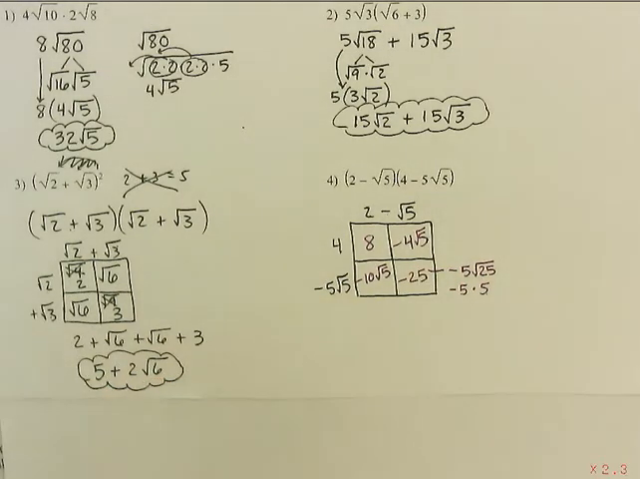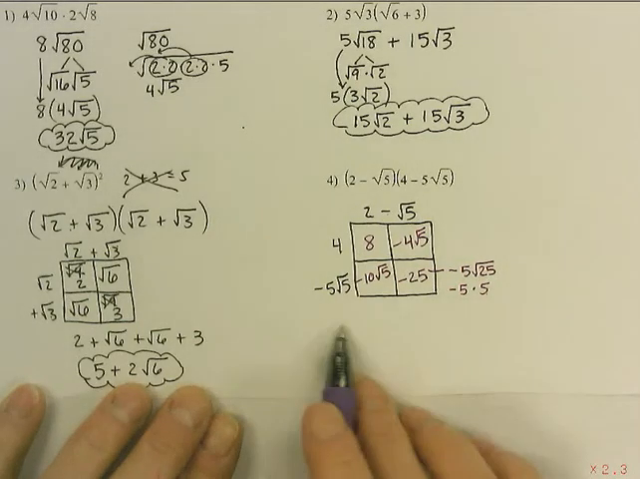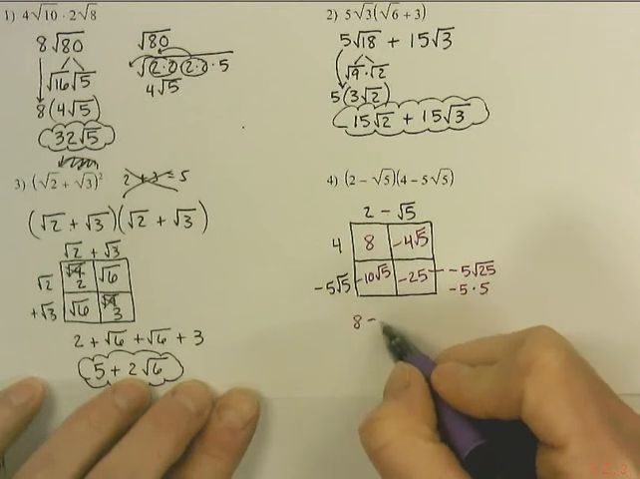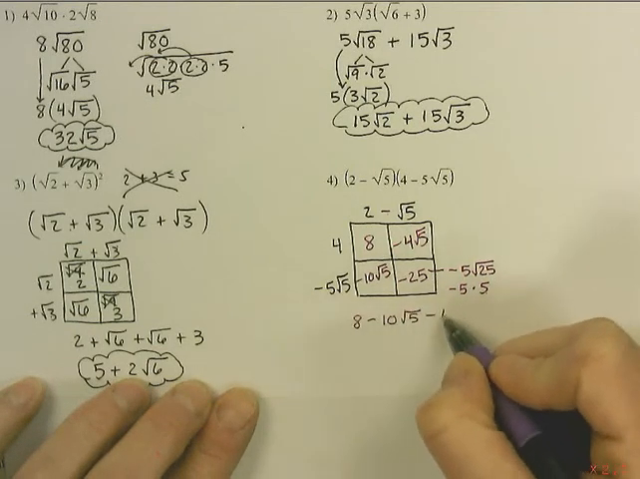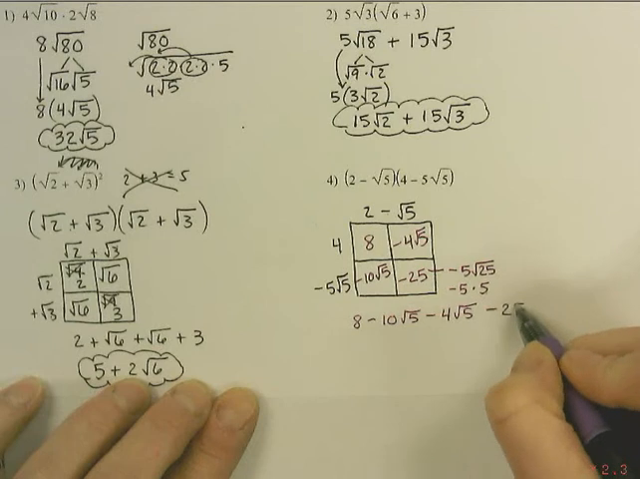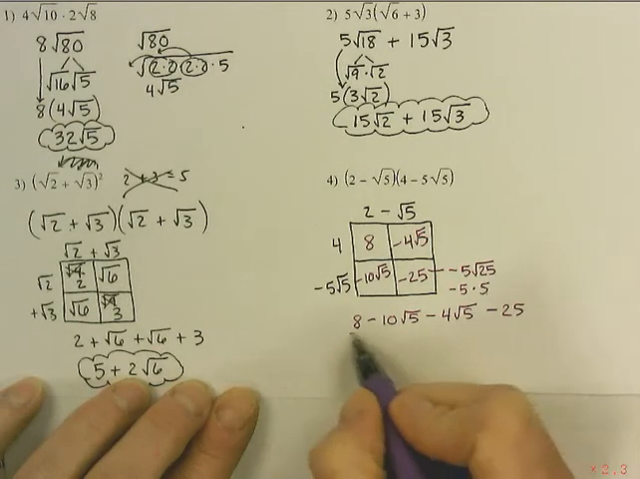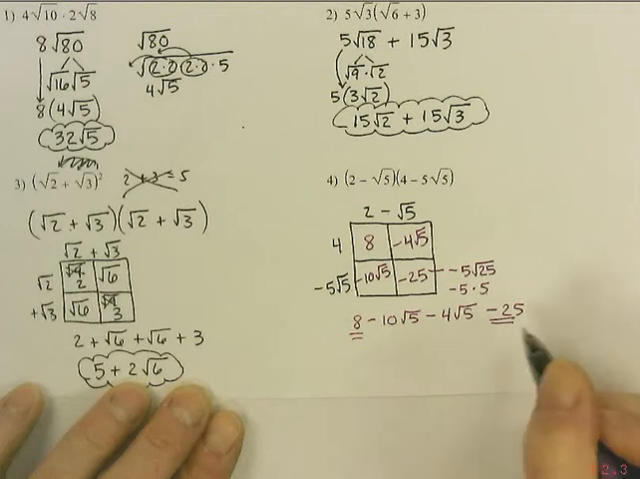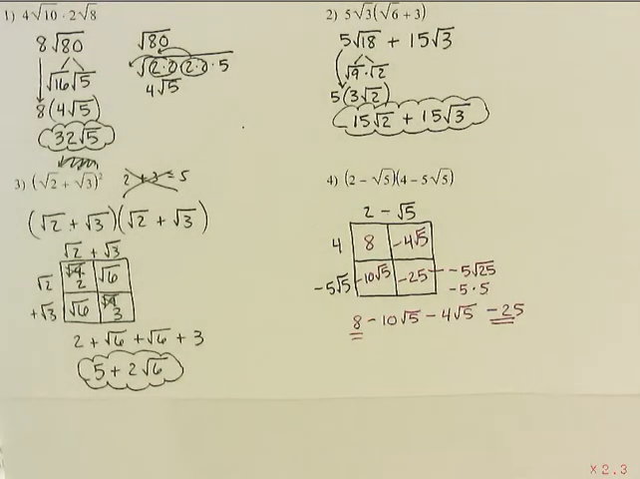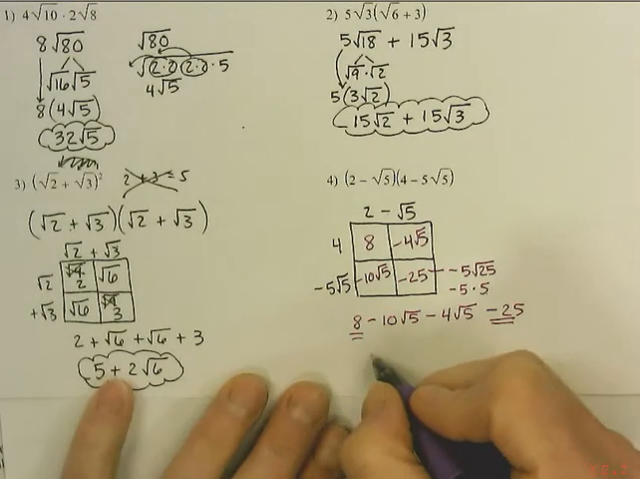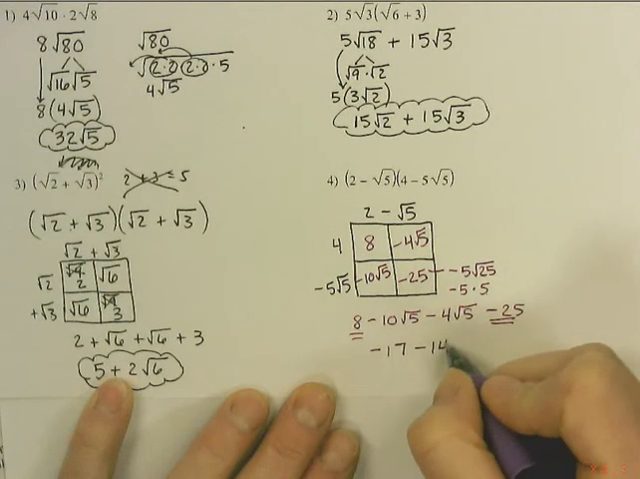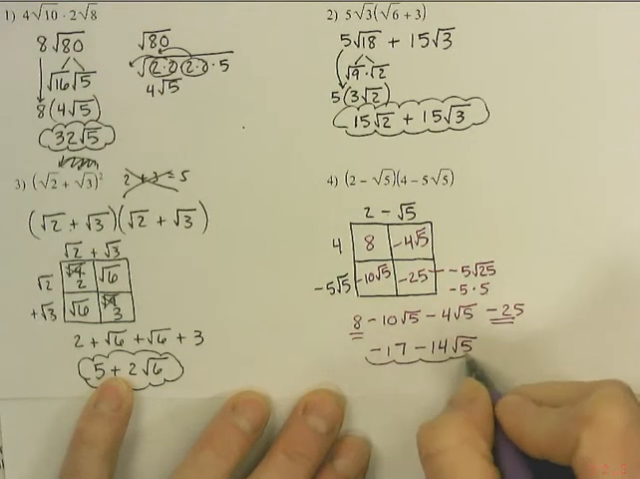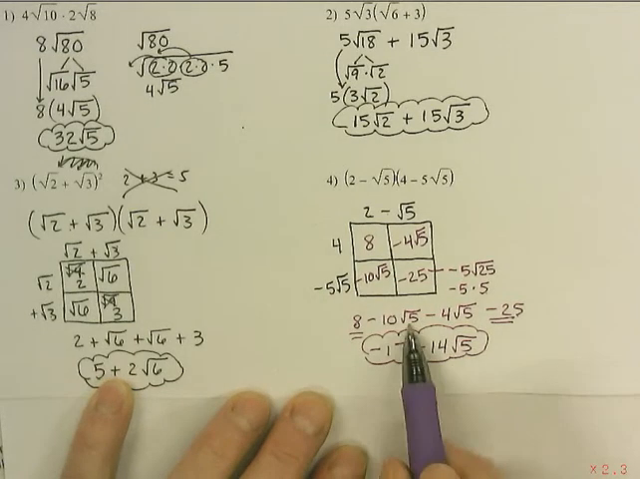Don't be afraid to write that out because that's where we see the errors. And just take your time, and sometimes doing it in your head without showing the steps can produce some errors. So take your time on those. Now I like to write it all out. 8 minus 10 root 5 minus 4 root 5 minus 25. Combine your like terms. 8 minus 25 gives us negative 17, minus 14 root 5. So you're combining the integers and you're combining the radicals.